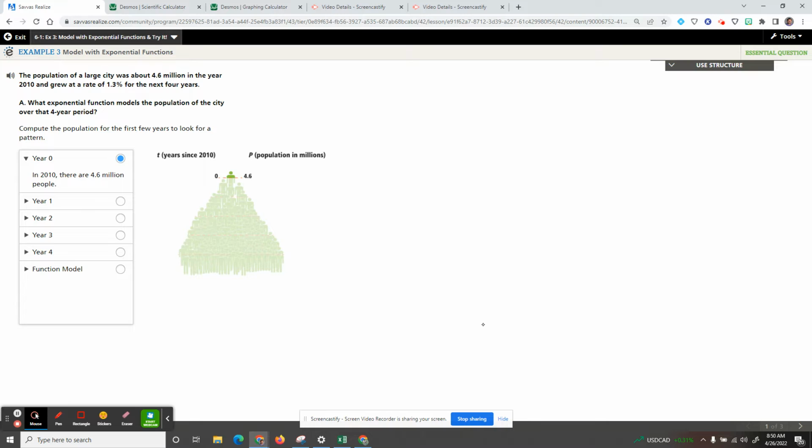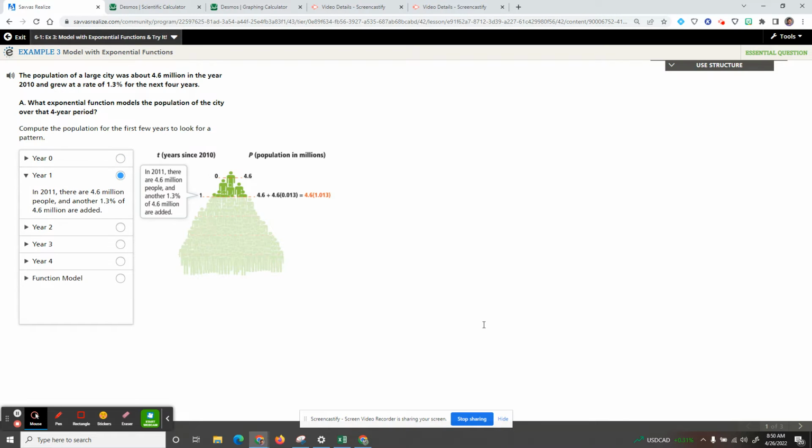So in year 0, start with 4.6 million people. All right, that was given. After 1 full year, if it's growing at 1.3%, we're going to multiply the 4.6 million by the 0.013. All right, that's the amount that we're going to add to the 4.6 that we started with. So in essence, you can write it as 4.6 times 1.013, where the 1 represents what you started with, and the 0.013 represents the growth in 1 year.